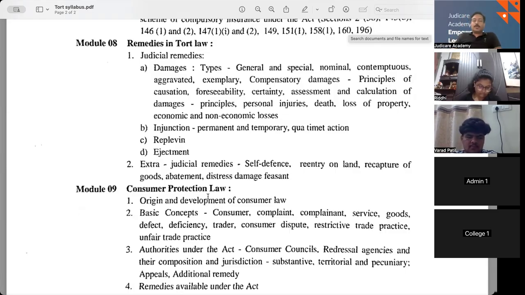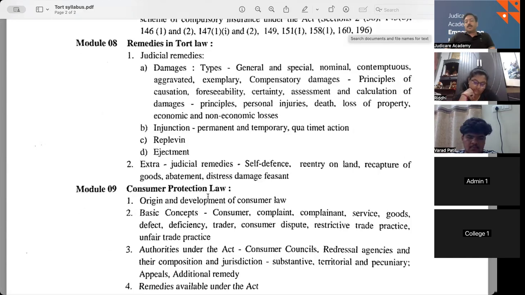Now come to nominal and contemptuous damages. So nominal damages are small, as the name says, nominal. It's a small amount awarded. So these are various scales. So types of damages, when we talk about general and special, this is from the perspective of what? Is the damage quantifiable by money or not?